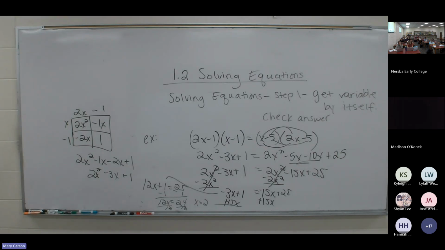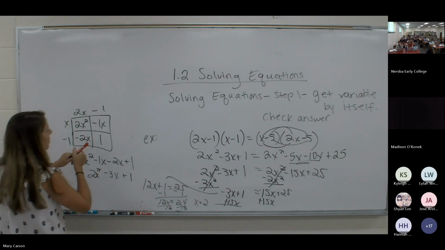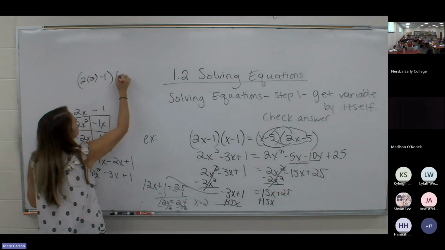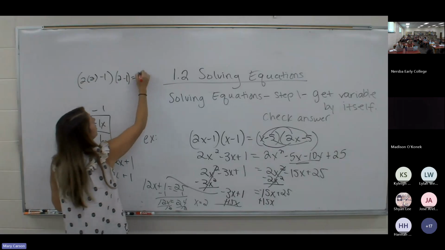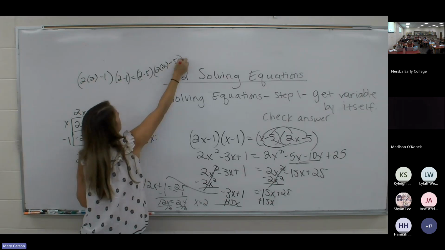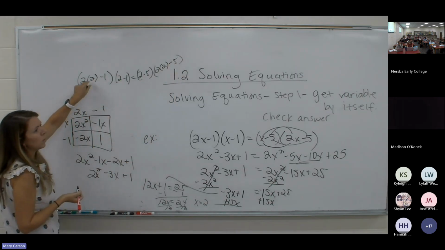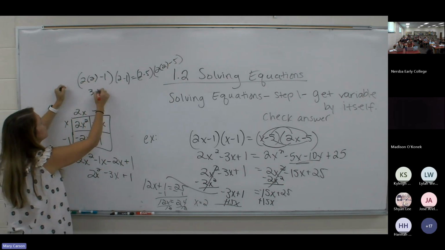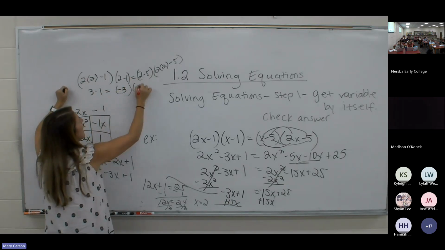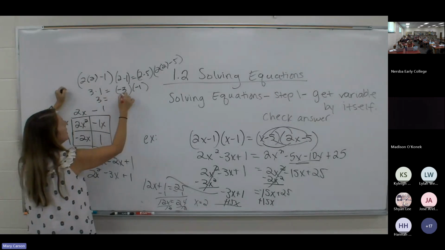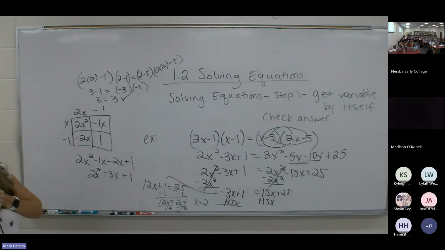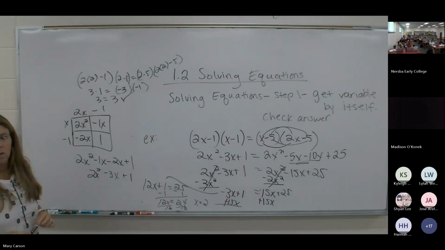Now we can check that to make sure it works. Watch. 2 times 2 minus 1, and then 2 minus 1. Is that equal to 2 times 2 minus 5? All right. 2 times 2 is 4. 4 minus 1 is 3. Is 3 times 1 equal to, this is going to be a -3. 4 minus 5 is a -1. 3 times 1 is 3. -3 times -1 is 3. Positive 3. So they're equal. So we did what we were supposed to.